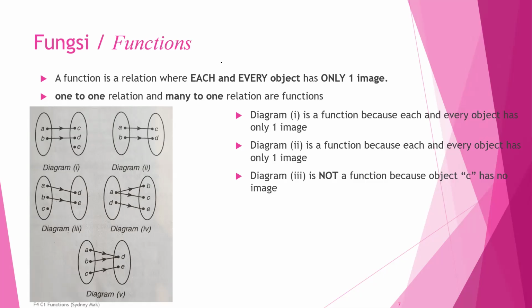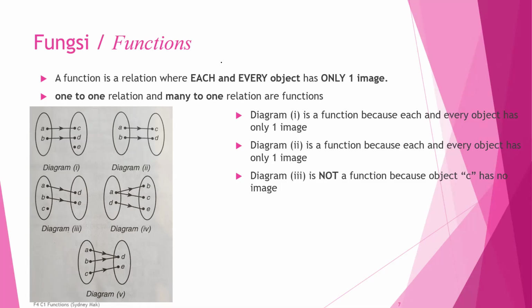It's like a human standing in front of the mirror but cannot see his own reflection. Will that happen in our real life? No. So this is not a function. If that really happened, you'd be scared to death. Very scary, isn't it? You stand beside your friend, and your friend has no image, but you have an image. So diagram 3 is not a function because object C has no image.